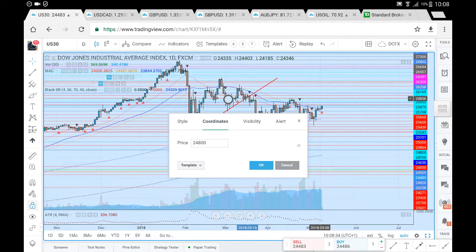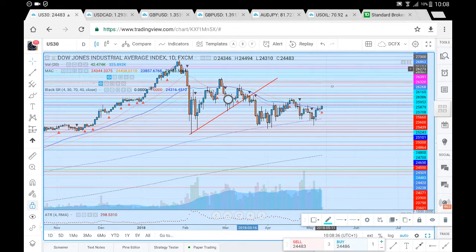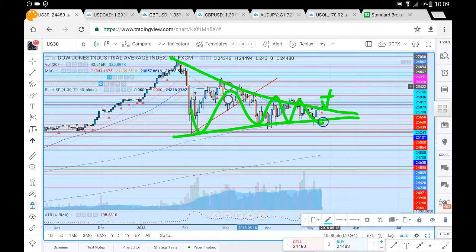If we can break beyond the 24,864, there's a greater likelihood of us seeing a move up towards that 25,000 mark here on the US 30. And with that said, that pretty much wraps up the US 30 analysis. On the daily chart, we can see we're going into a bit of a price contraction squeeze here, so there still remains a possibility of seeing a bit of a breakout on the US 30. And yep, that wraps up the US 30 analysis. Thanks for watching.